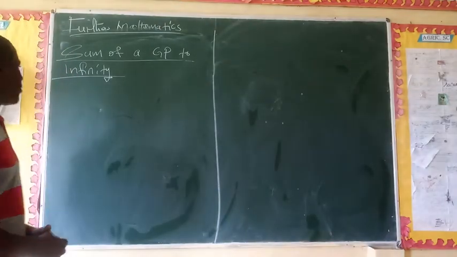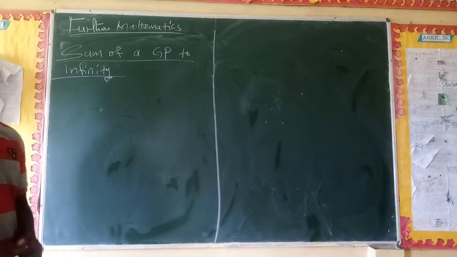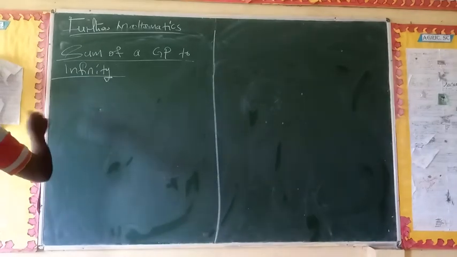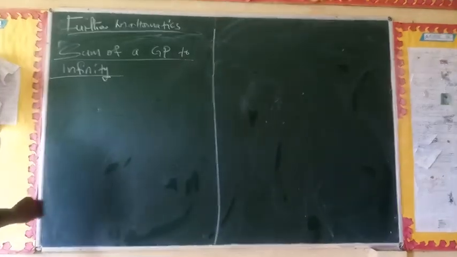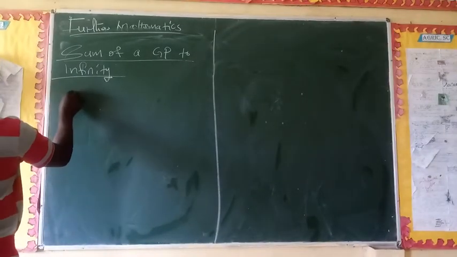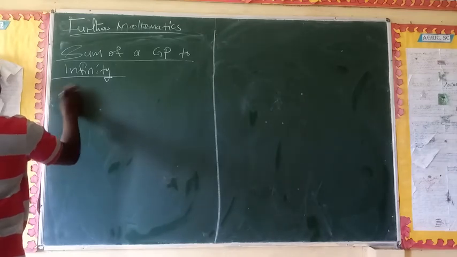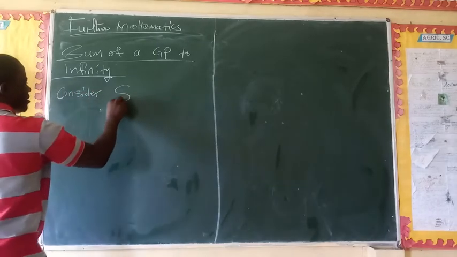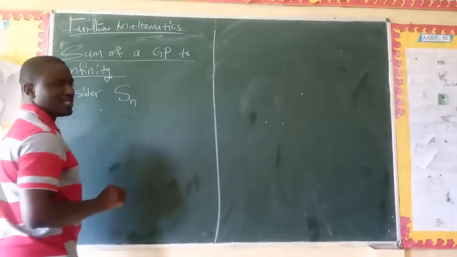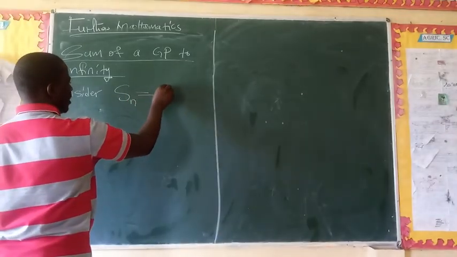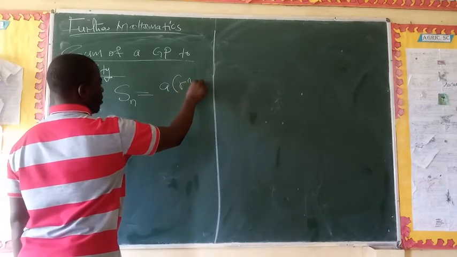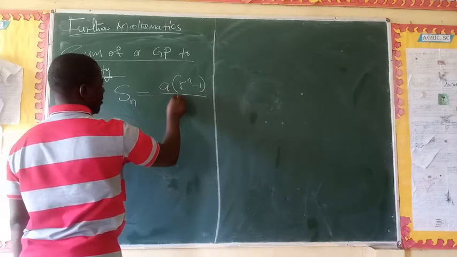So with this now, what is the meaning of the sum to infinity of a GP? Well, let's just go straight forward. Let me start with the formula. What is the sum of terms in a GP? Consider Sn, the sum of terms in a GP. So we have a like this, and this is going to be r raised to power n minus 1 over r minus 1.